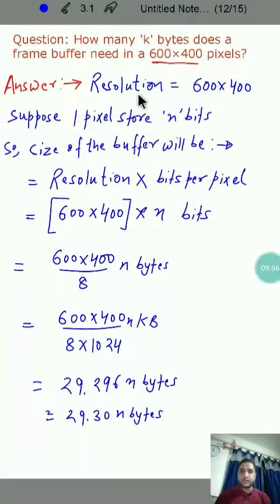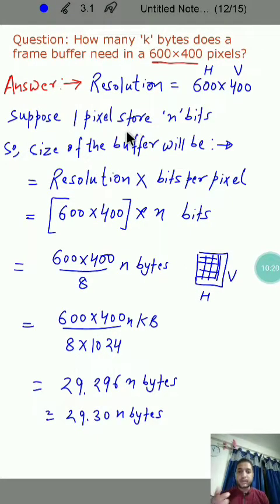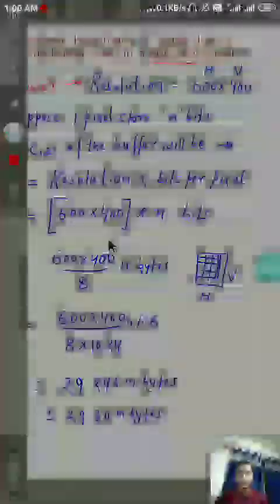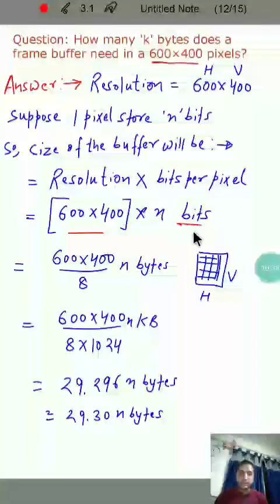Okay, so in this question, the resolution is given to us. This is the resolution 600 into 400, and as you know, 600 pixels are in the horizontal direction and 400 pixels are in the vertical direction. Okay, this is horizontal and this is vertical. So until now we don't know how many bits one pixel is storing. So suppose one pixel is storing n bits. Now the size of the buffer will be the resolution into bits per pixel. The resolution, as you know, is 600 into 400, into n bits per pixel.